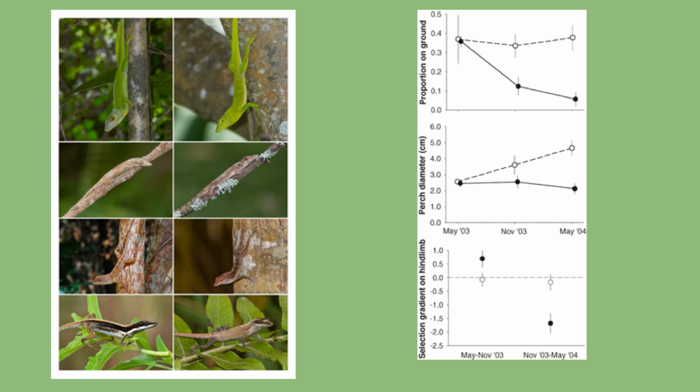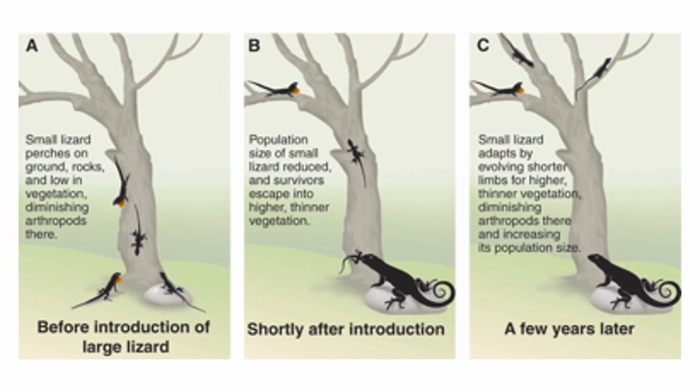In the first 6 months, longer-legged lizards were more strongly favored on introduction islands than on the control islands. In the second 6 months, selection was reversed and more strongly favored shorter legs on the introduction islands. There was also a great divergence in perch diameter during the second 6 months.